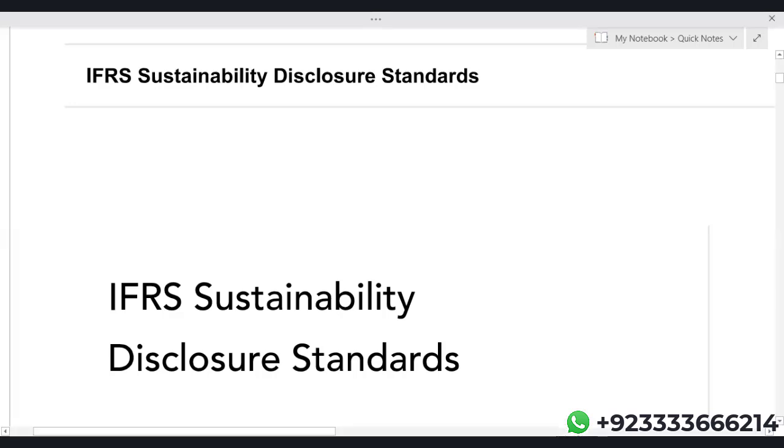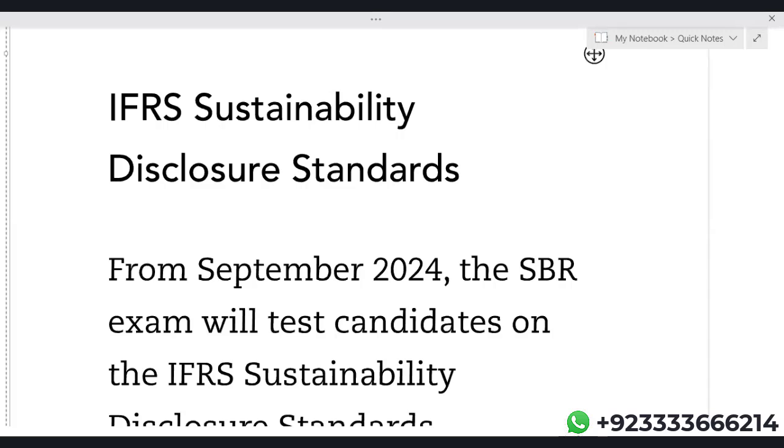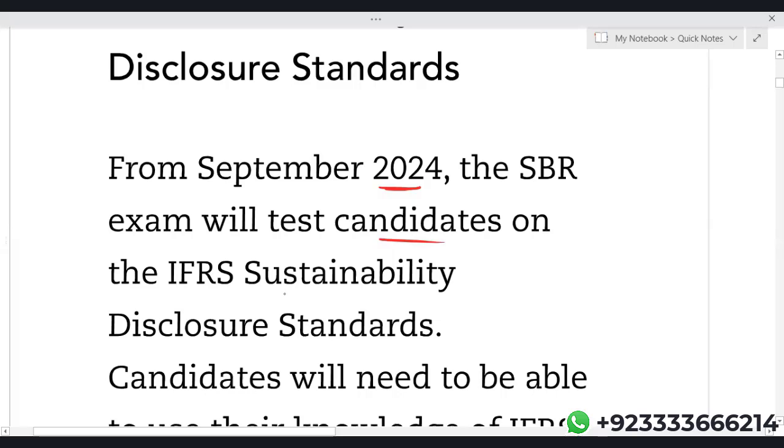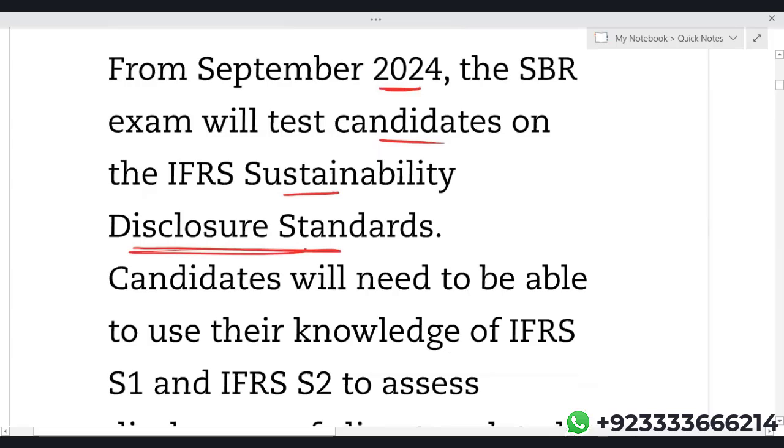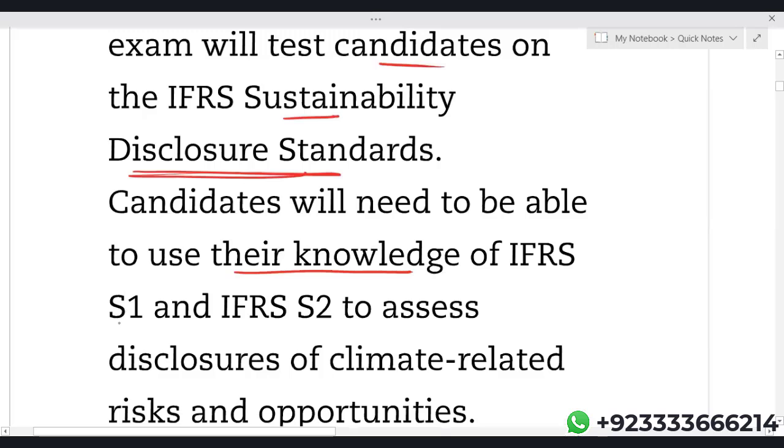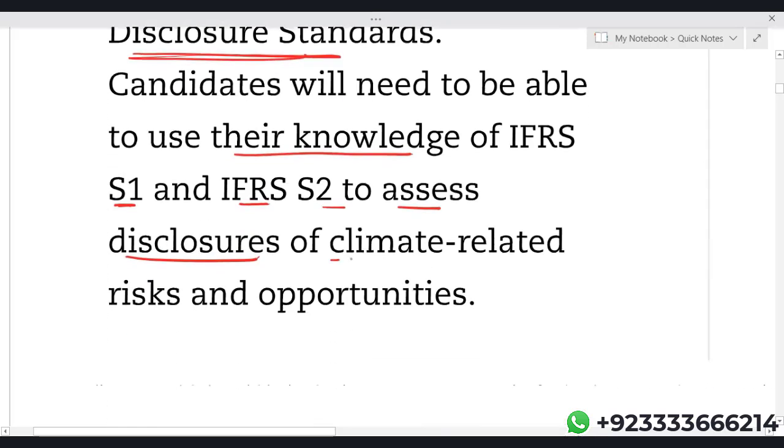Now let's see the IFRS sustainability disclosure standards. From September 2024, the SBR exam will test candidates on the IFRS sustainability disclosure standards. Candidates will need to be able to use their knowledge of IFRS S1 and IFRS S2 to assess disclosure of climate-related risks and opportunities.